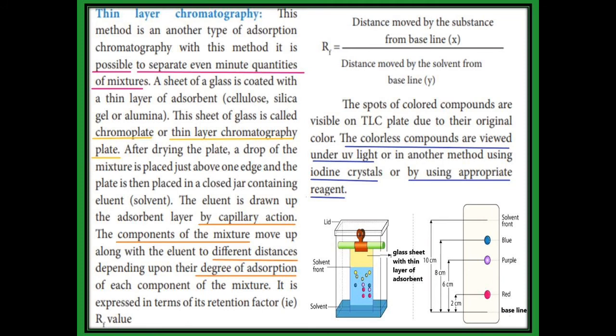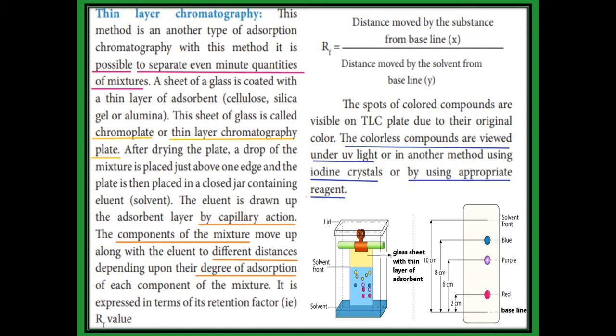First of all, after drying the plate, we have to draw one baseline. On that baseline only we are going to place a mixture of compounds. You see the diagram: the mixture contains red color, purple color and blue color compounds. So how it is separated: the baseline containing the dots is dipped in the solvent in the jar. The solvent is drawn up the adsorbent layer by capillary action.